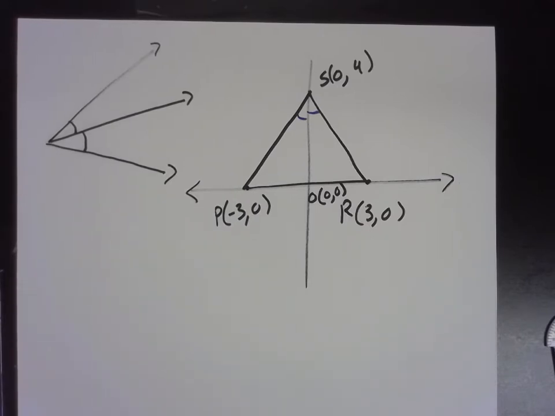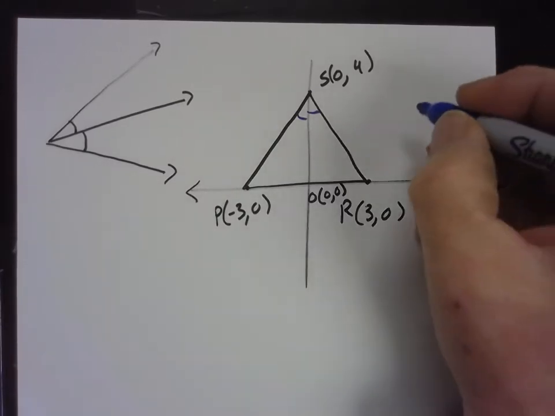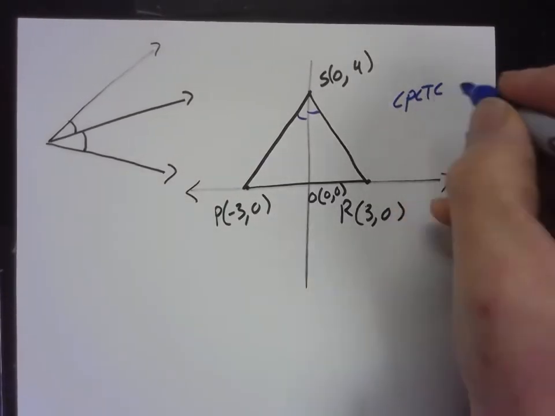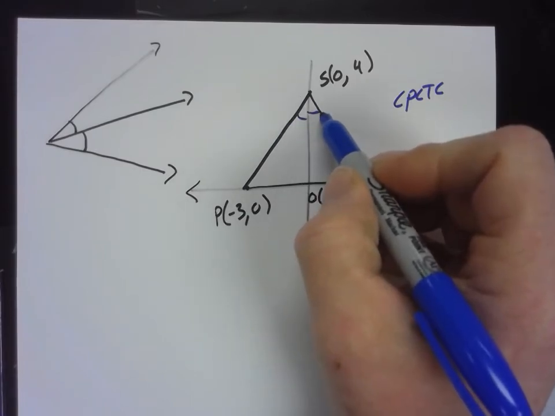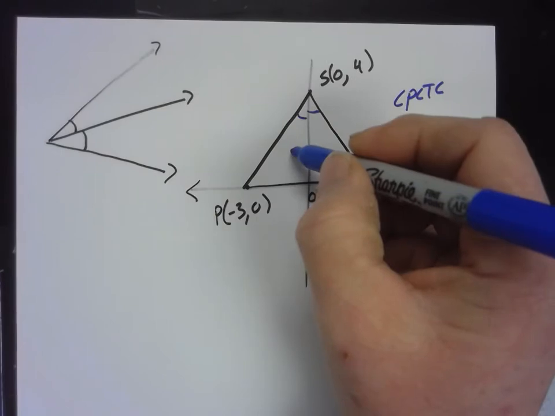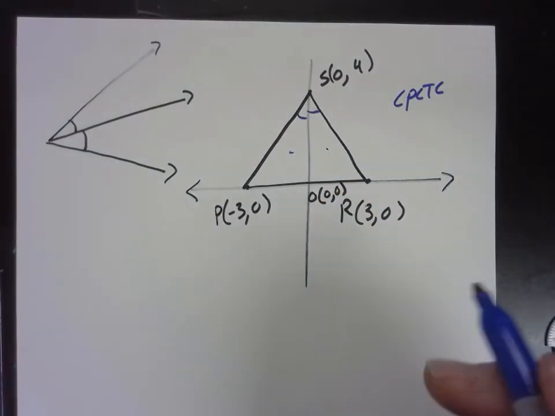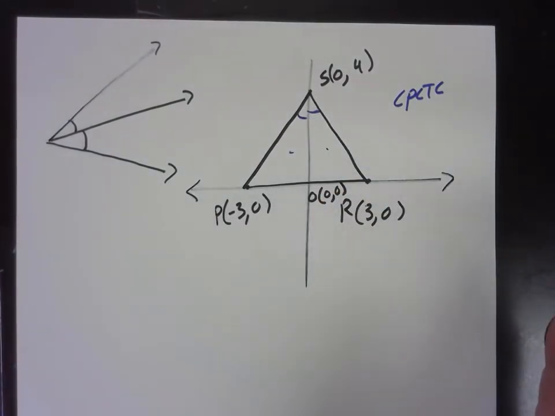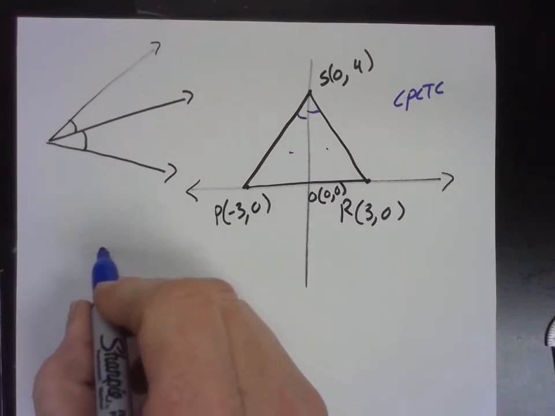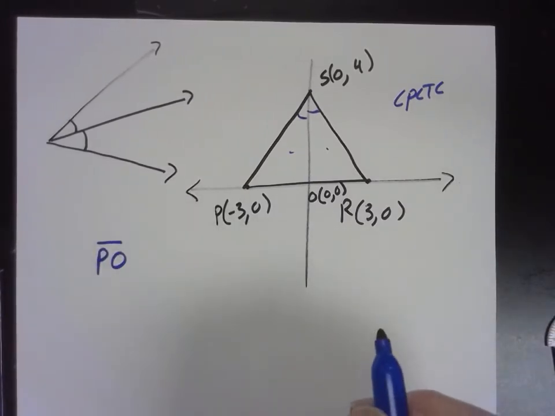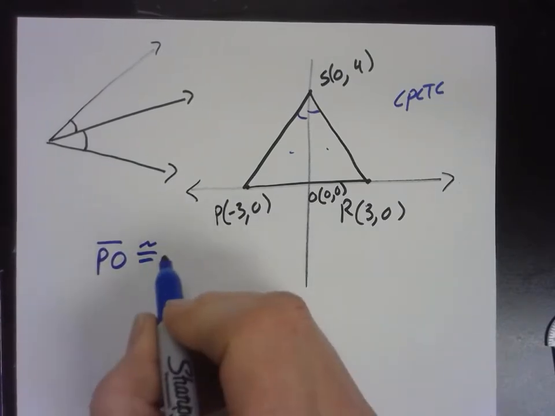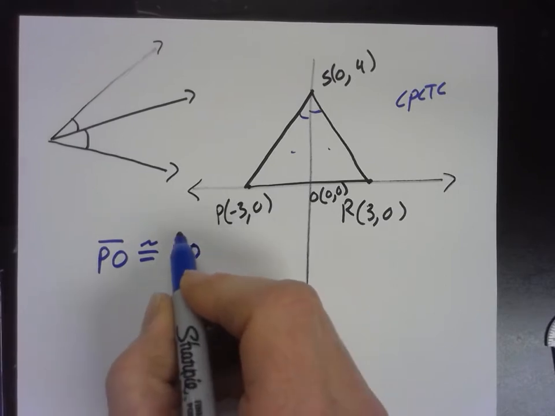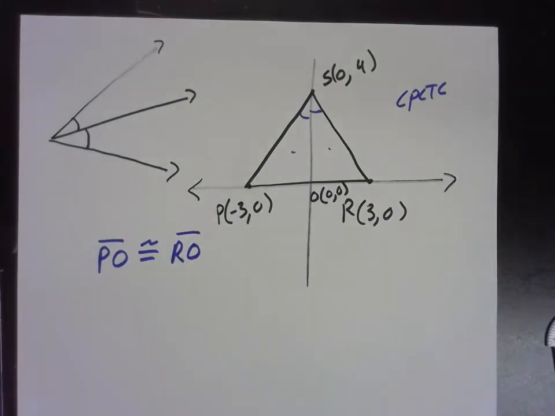What is that? That's it. They're corresponding parts of congruent triangles are congruent. They are corresponding parts of congruent triangles, aren't they? Okay. We think that these two triangles are congruent. Can we prove they're congruent? Well, heck yeah. I'm going to say PO, that segment, is congruent to RO. What's my reason? Distance formula.